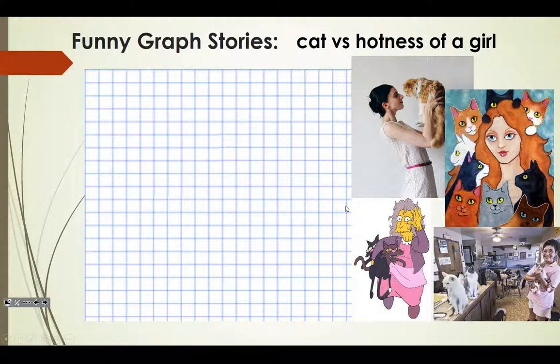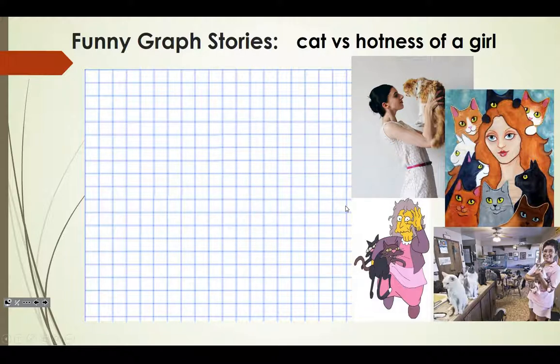Okay, so first of all, what we need to do when we are drawing a graph is decide what goes on the x-axis. So on the x-axis, what are we putting on the x-axis in most graphs? Is that our dependent or our independent variable? Independent. It's the one that we're changing. So the thing that I'm going to change. So in this scenario, what would you put on the x-axis?